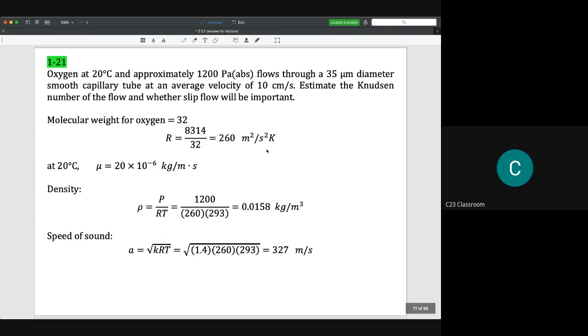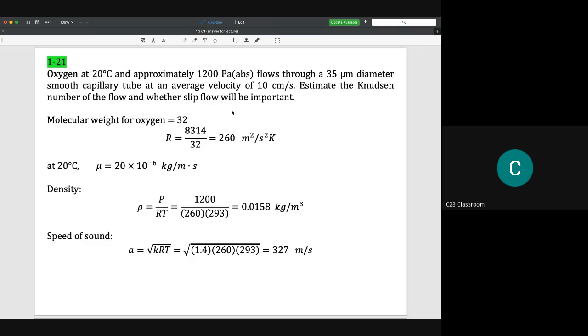For question 1.21, I think it's very straightforward. We have a pressure of oxygen and the temperature of oxygen flowing through a 35 micrometer diameter smooth capillary tube at an average velocity of 10 centimeters per second. Estimate the Knudsen number of the flow and whether slip flow will be important.